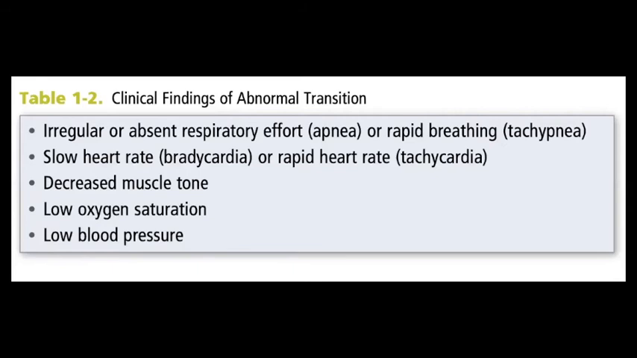So these are the clinical findings of abnormal transition. If the transition from intra to extrauterine environment, as we've said, is not smooth, these are the things that may happen and you would see clinically. You can have irregular or absent respiratory effort or apnea, or rapid breathing, tachypnea. You can have slow heart rate, that's bradycardia, or rapid heart rate, or tachycardia.